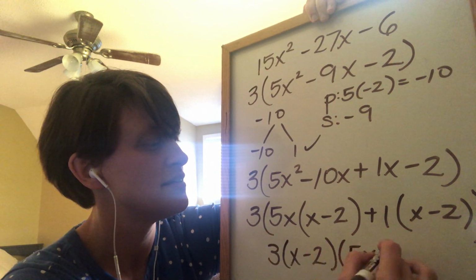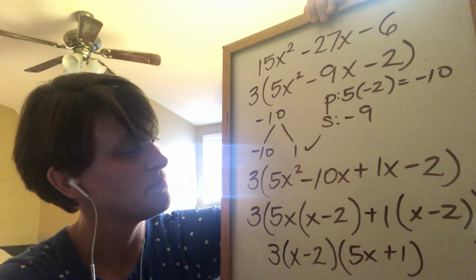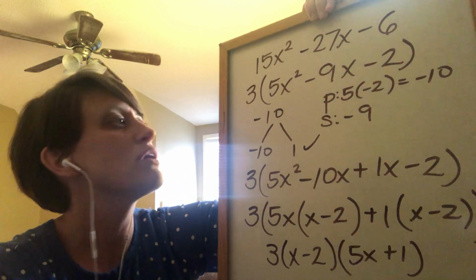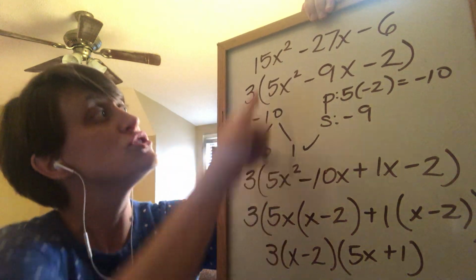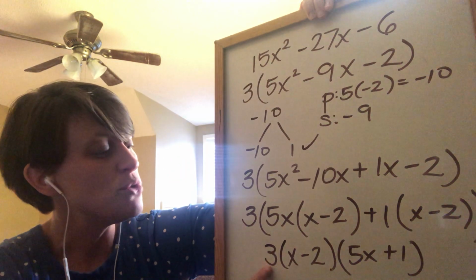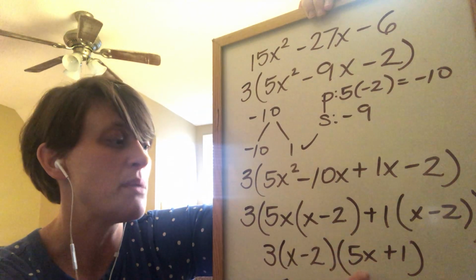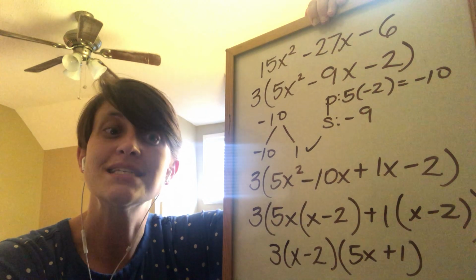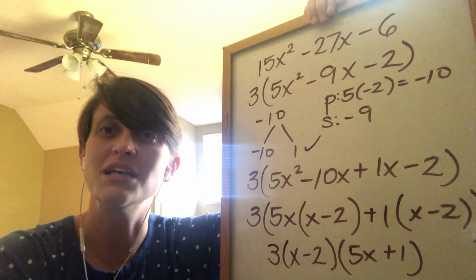5x plus 1. So again, these might be flip-flopped. The factors might be written in a different order. No big deal. If you chose to just work with these numbers here, you might see a 3x minus 6 or maybe a 15x plus 3 somewhere. Again, they're all exactly the same. Multiply them out, you should end up with what you started with.